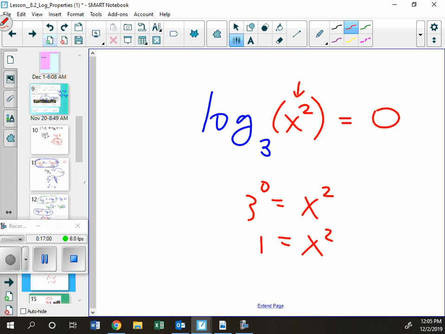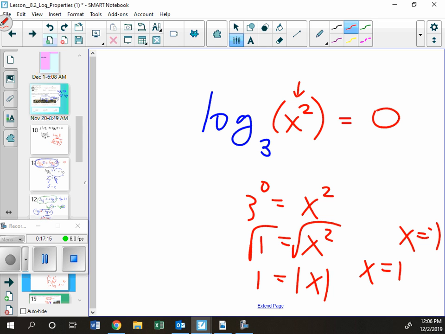I know some of you feel like that's a trap. It has to be only 1. Because it's getting squared, negative 1's also a legal answer. So when I square root both sides, 1 is equal to absolute value of x. So x equals 1, x equals negative 1. They both work because of the squared.